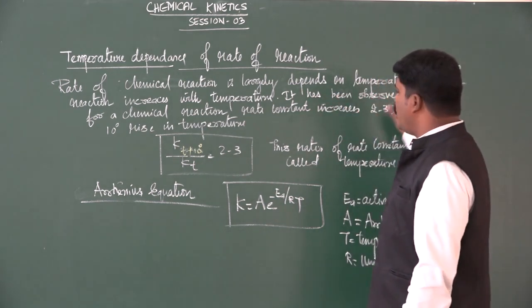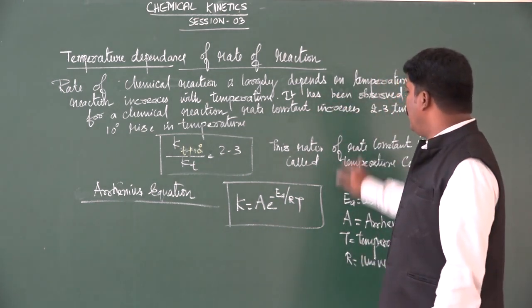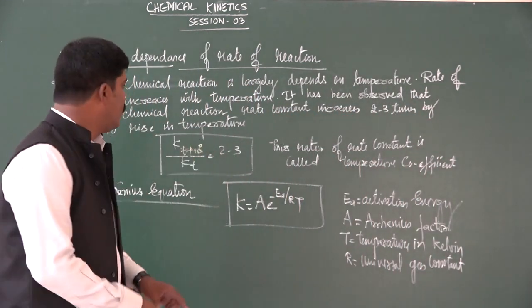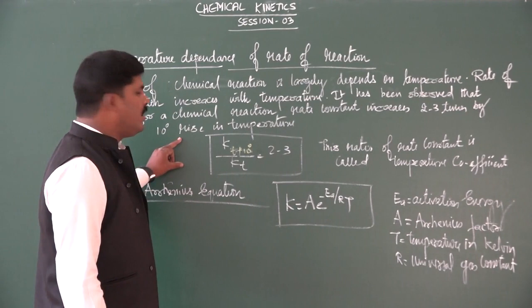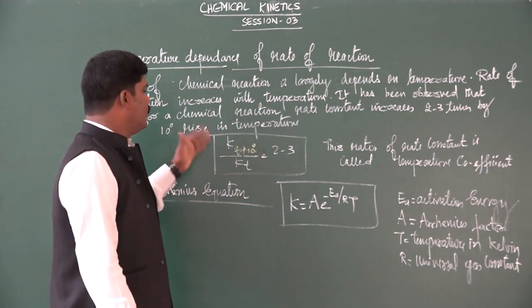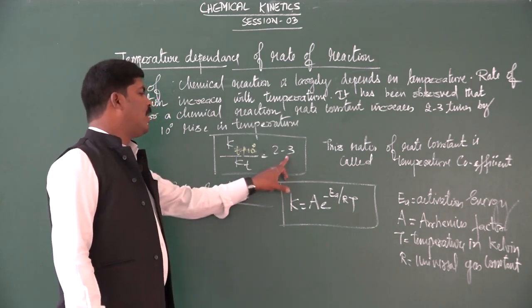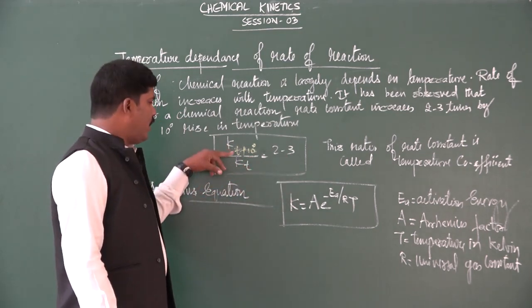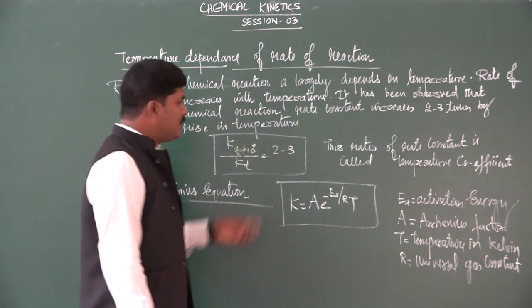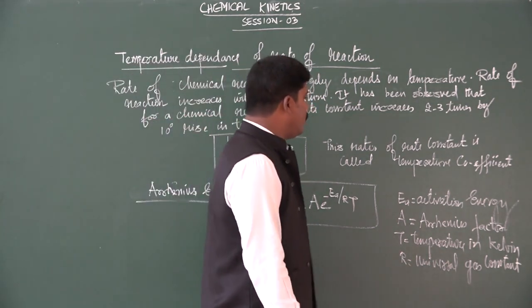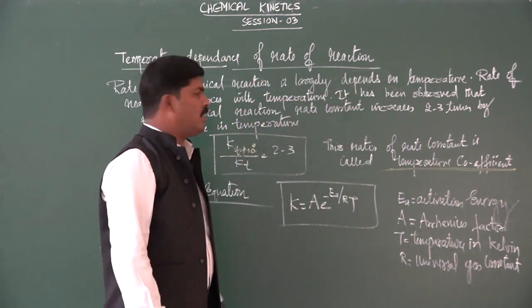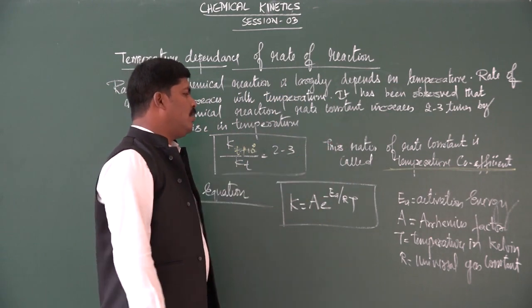It has been observed that for a chemical reaction, the rate constant increases 2 to 3 times by a 10 degree rise in temperature. You just increase the temperature by 10 degrees Celsius, and the rate constant increases 2 to 3 times. Kt plus 10 by Kt. This ratio is also called the temperature coefficient. That means the ratio of rate constants is called the temperature coefficient.